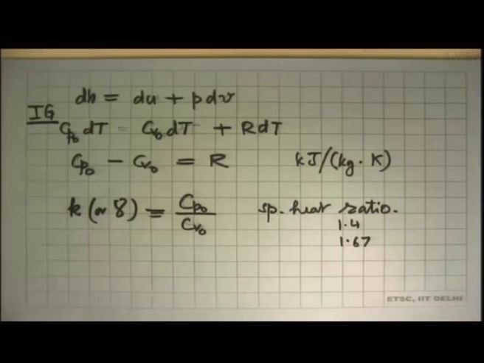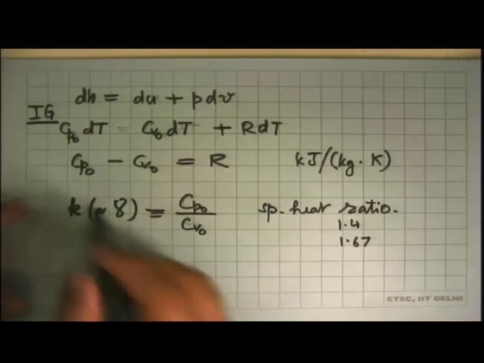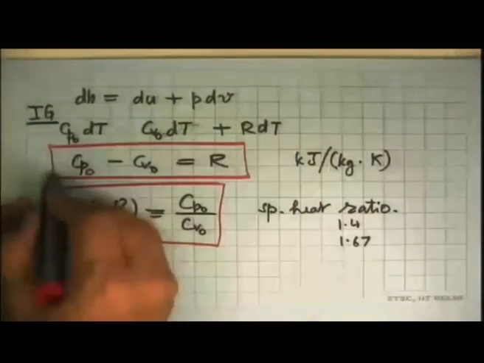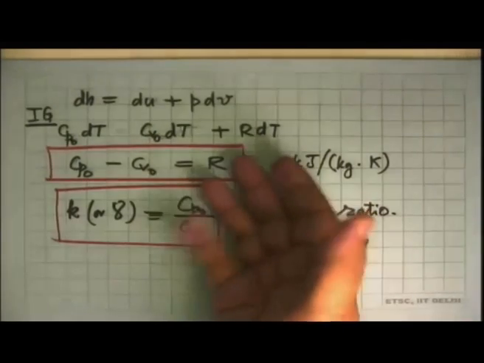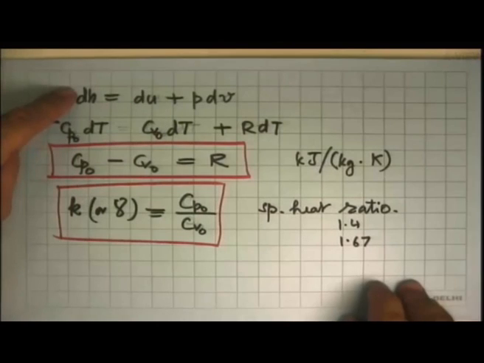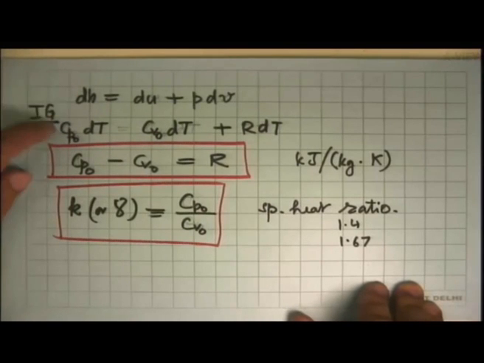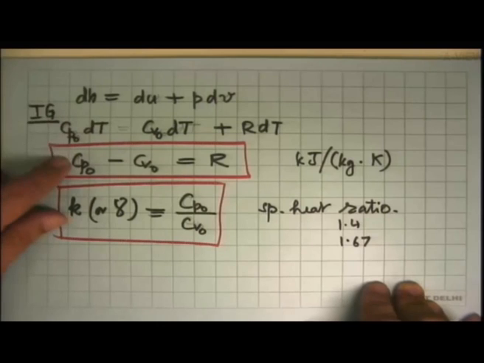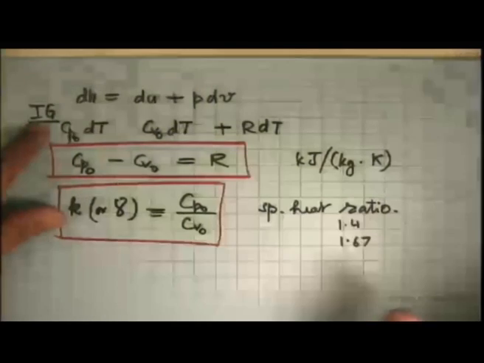So we have two more relations that we can use, that k defined as the specific heat ratio and Cp0 minus Cv0 is equal to R. So this came about from a very nice way. From the first law of thermodynamics, we define this, ideal gas approximation came this, then comes this. This is always true, but this is an approximate assumption that we made, so this relation is only true for ideal gases and for no other substance.